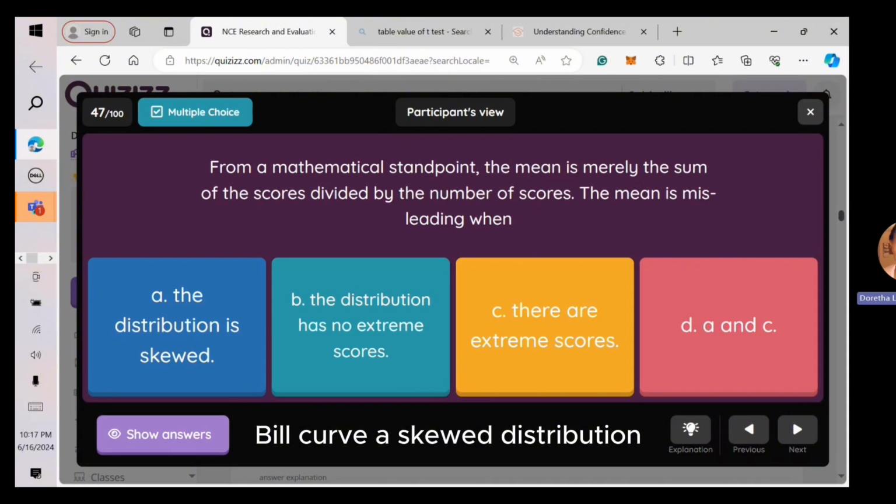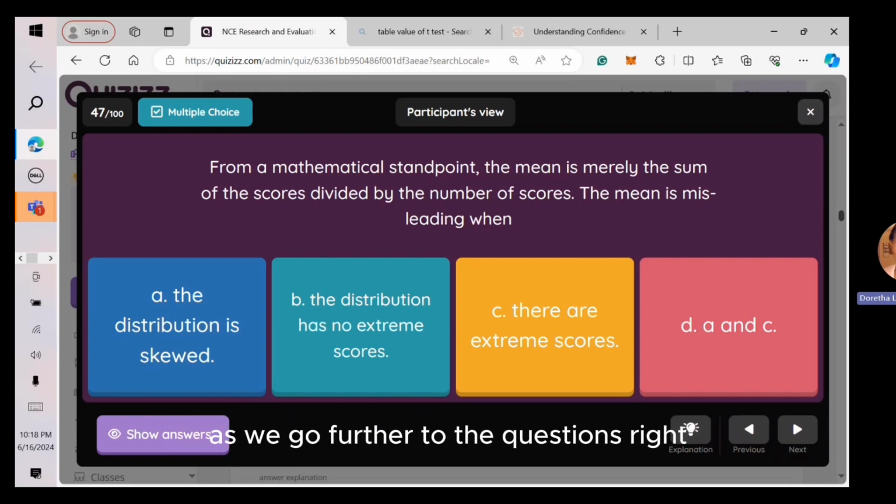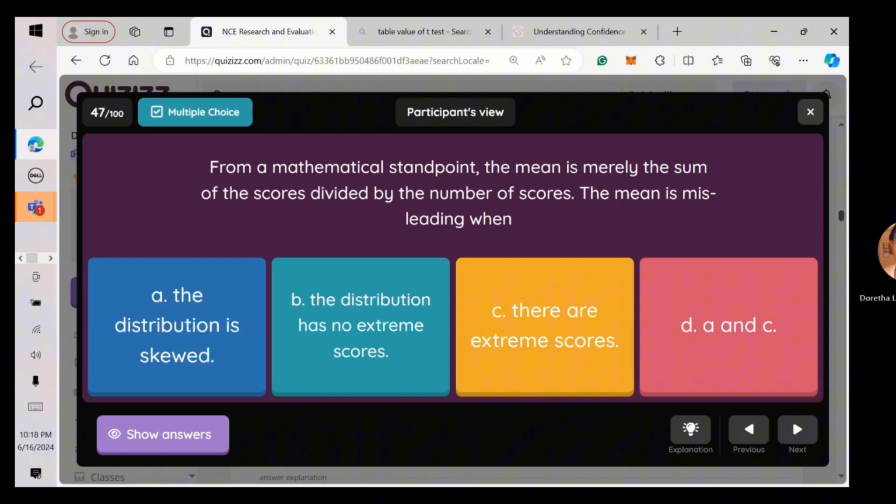A skewed distribution looks like the curve is being pushed to the left or to the right, right? You have a negatively skewed and a positively skewed distribution. And that's something that we'll talk about later on as we go further into the questions. Also, if you have extreme scores, scores do not fall within the mean. Maybe it's 2 to 3 standard deviations out. Could be 4, right? Either negative or positive. All right.